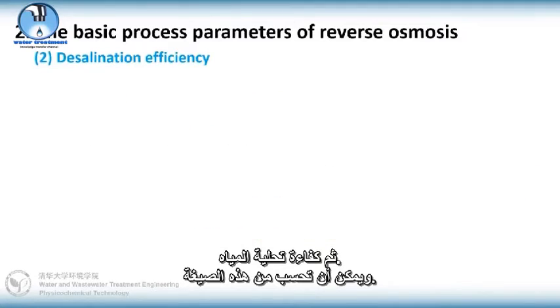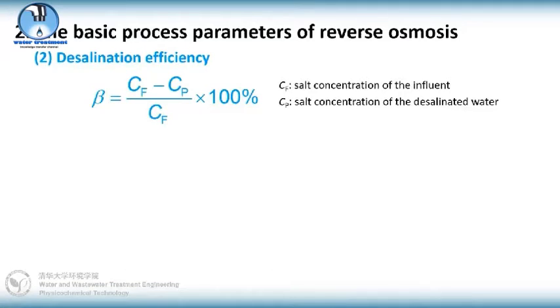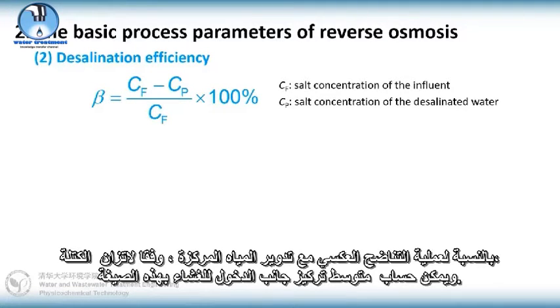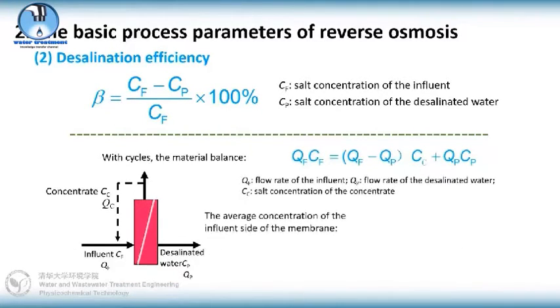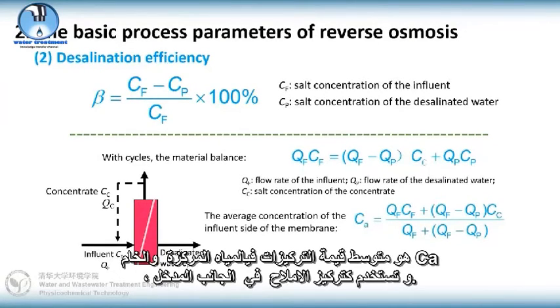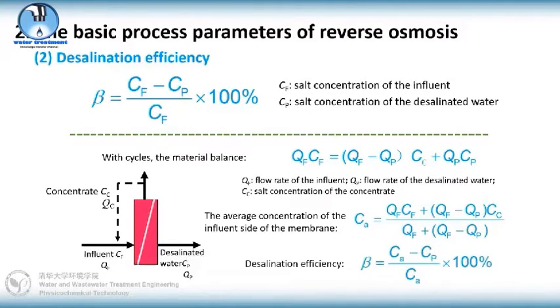Then, the desalination efficiency. It can be calculated by this formula. It reflects the rejection effect of reverse osmosis membrane to solutes in water. For reverse osmosis process with cycled concentrate, according to the mass balance, the average concentration of the inlet side of the membrane can be calculated by this formula. Ca is the average value of concentrations in concentrate and influent used as the salt concentration on the inlet side. Thus, Cf could be replaced by Ca in the formula for calculation of desalination efficiency.